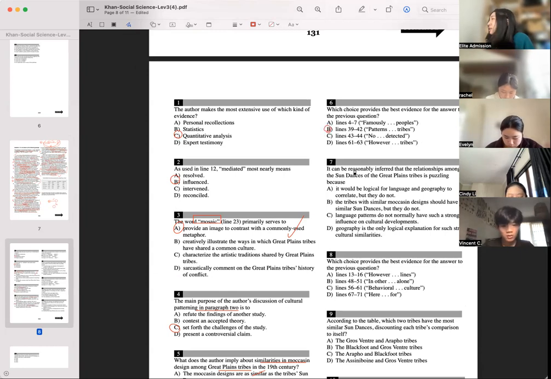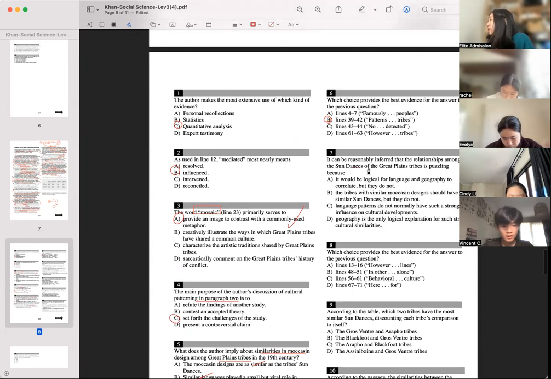Question 7. The further relationship between language and geography is puzzling, right? They ask this question, so why is it puzzling? A is the answer. Again, don't try to predict your own answer. Infer, right? Just go to the answers one by one and see which one makes sense based on the information in the passage. It would be logical for language and geography to be correlated, but they do not.